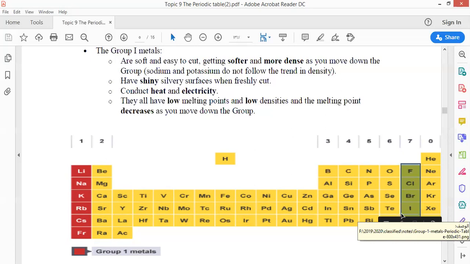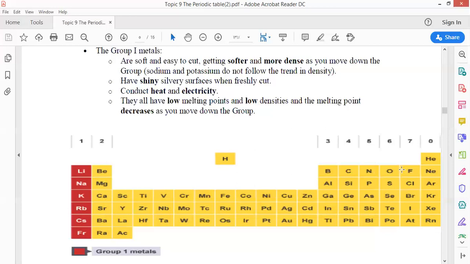Which one is in solid state in these elements? Iodine, yes. Iodine is in solid state. Which one is in liquid state? Bromine. Look, fluorine and chlorine are gases. Bromine is the liquid. Iodine is the solid.